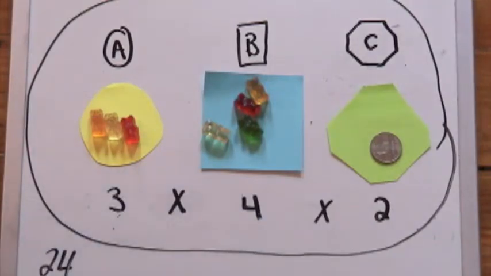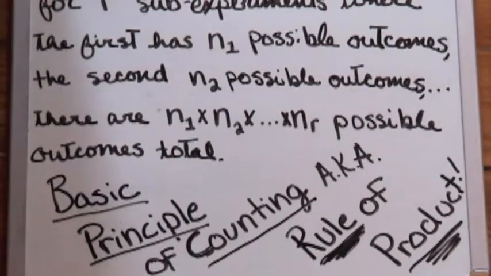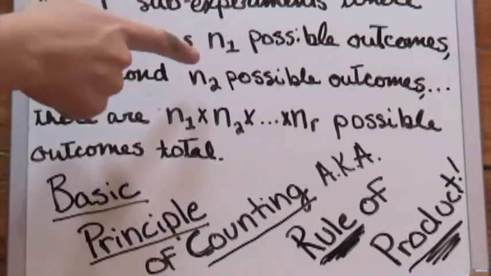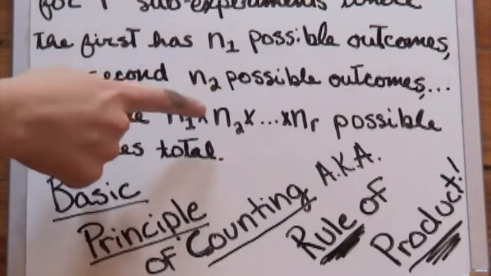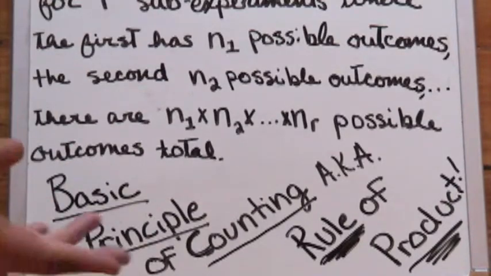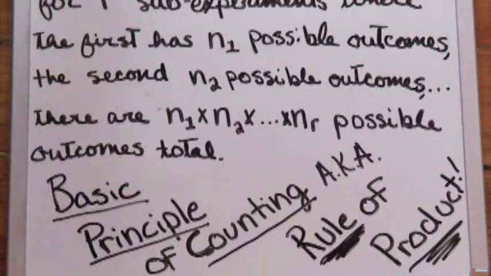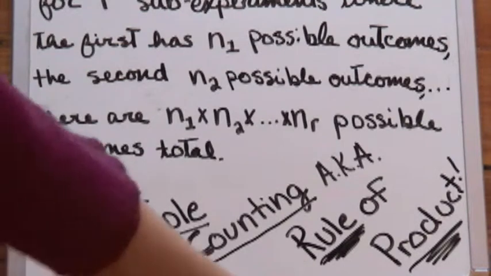So let's generalize this. For our sub-experiments, where the first has n1 possible outcomes, and the second has n2 possible outcomes, and so on, there are n1 times n2 times n3 times n4 times blah, blah, blah, times nr possible outcomes total. This is known as the basic principle of counting, and also known as the rule of product.